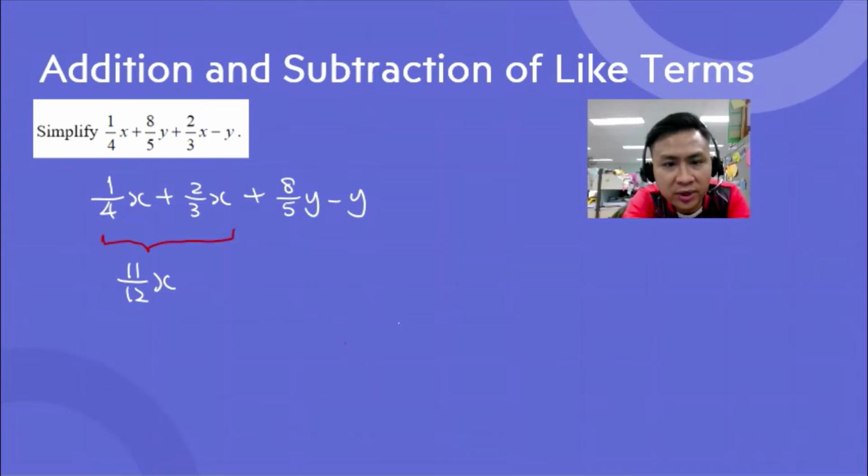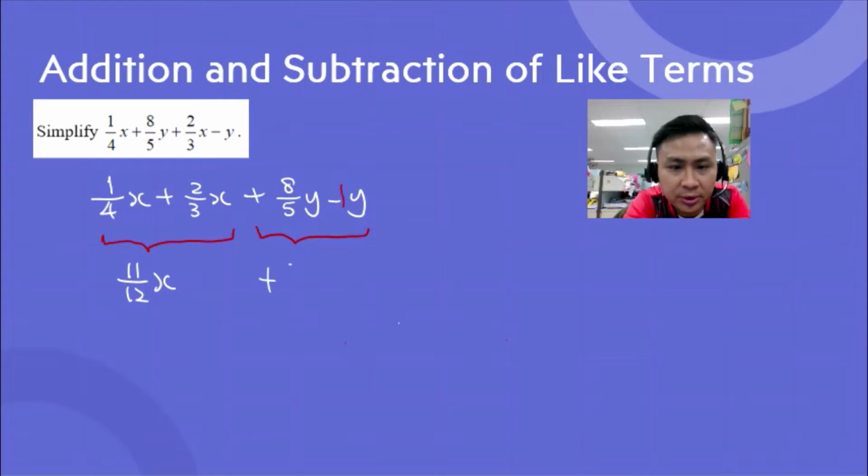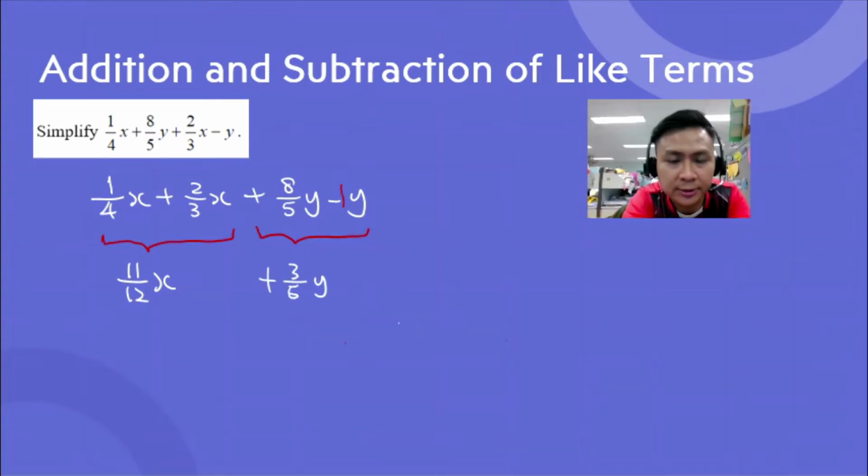For 8 over 5 y and minus y, we can think of minus y as minus 1y. We can think of the imaginary 1 here. So when you key in the calculator, it will be 8 over 5 minus 1. The result will be plus 3 over 5, and again we must remember the y there. So this is the answer for a question if they don't require us to write it as a single fraction. Sometimes the questions may require us to simplify this as a single fraction.